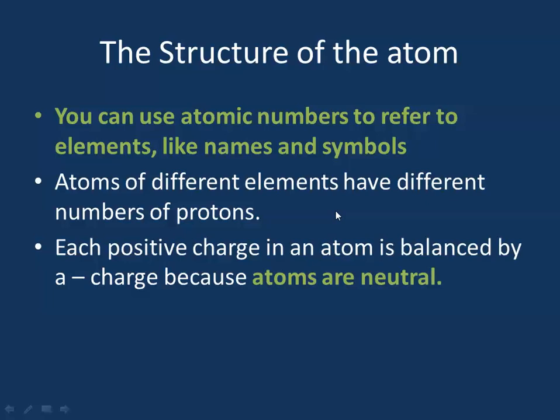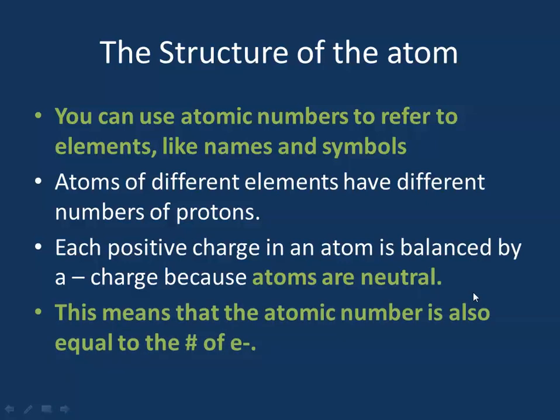Each positive charge in our atom is balanced by a negative charge, so we say atoms are neutral. If an atom has 8 protons, it'll have 8 electrons. It'll balance out. We're going to say they're neutral. This means the atomic number will also tell us that that's the same number of electrons. So if the atomic number is 8, that means we have 8 protons and 8 electrons.